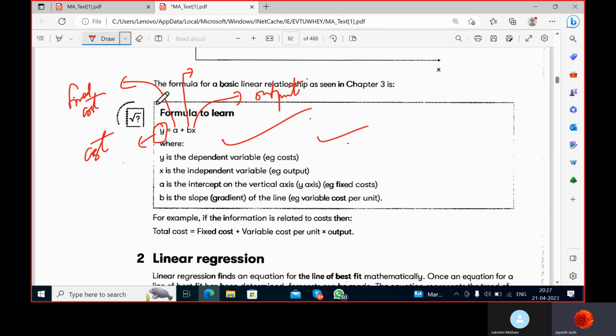Variable cost per unit is always constant. That multiplied with the output levels becomes the total variable cost, and this will always be fixed. Total fixed cost and total variable cost become the total cost, and then you get y. Correct? Yes, sir. Variable cost per unit, total fixed cost. Variable cost per unit into output becomes total variable cost, and total FC plus total VC is nothing but the total cost. Make a note of this.